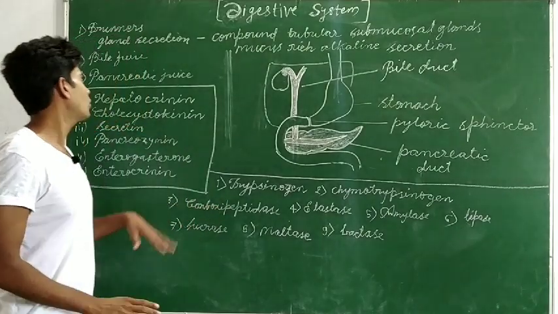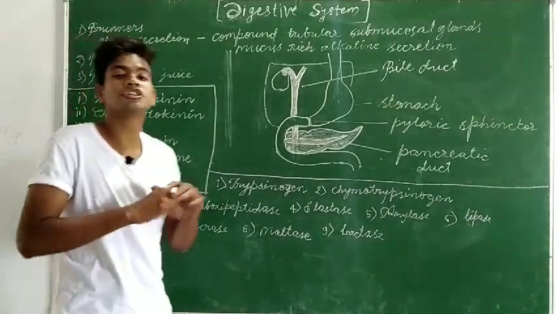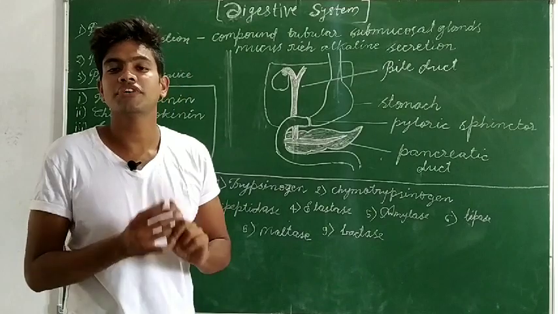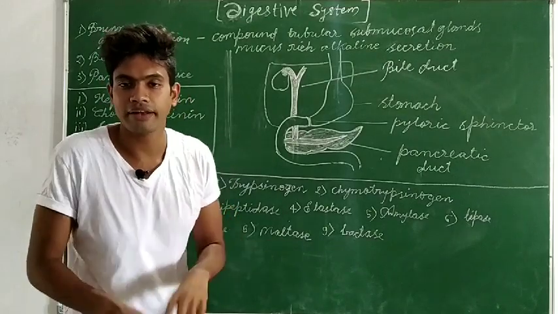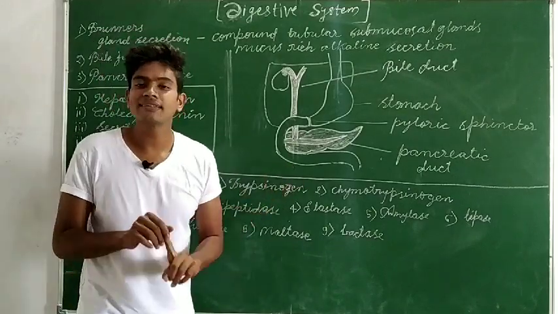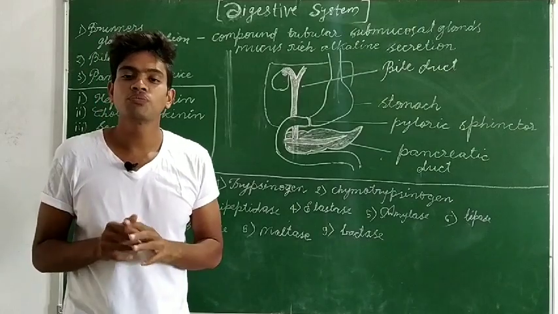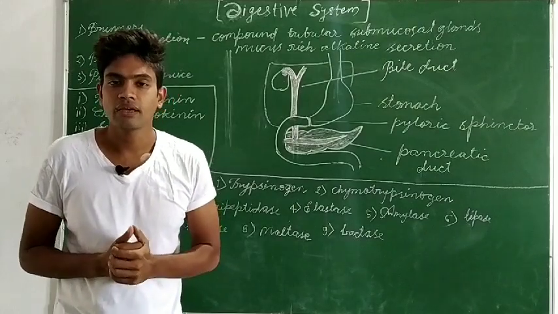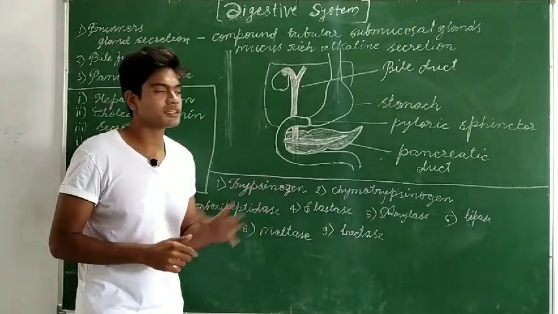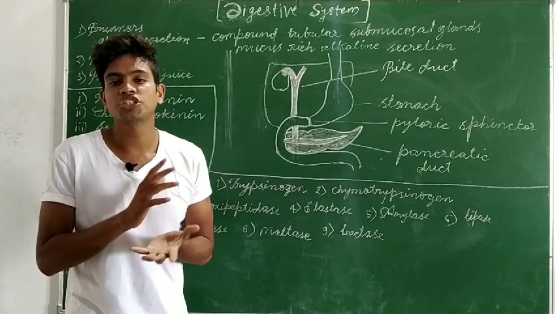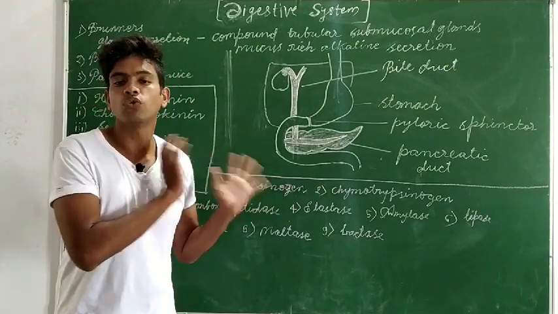So this is all about the bile juice. Now we will see what are the functions of bile juice. So the first function, which is very important, is that bile juice increases the peristaltic movement of the intestine. In this way, it helps in mixing of digestive juices with the food.